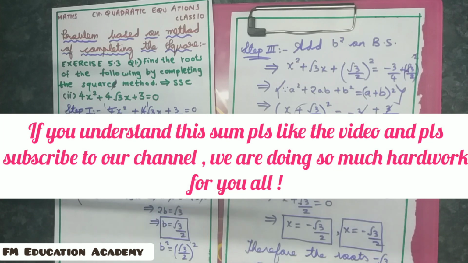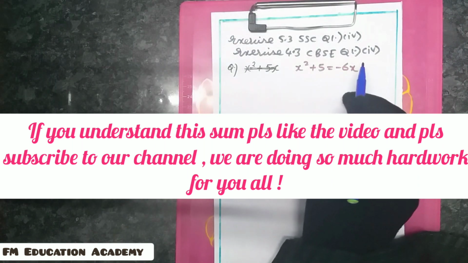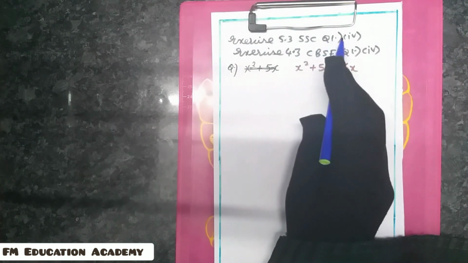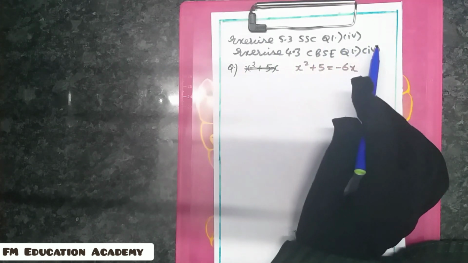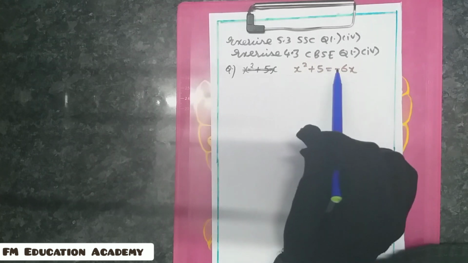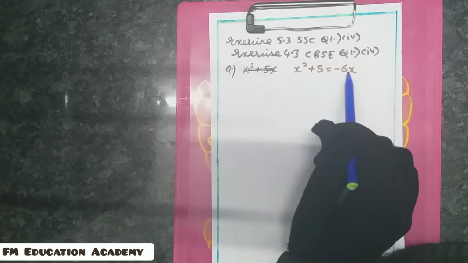Now, before explaining the procedure, I will do one more sum, so that you will get familiar with this procedure of the completing the square method in solving problems. So the next sum we are going to do is from exercise 5.3 SSC question 1 4th bit, and in CBSE it is from exercise 4.3 question 1 4th bit. You have to find the roots by the completing the square method, and the equation is x squared plus 5 is equal to minus 6x.